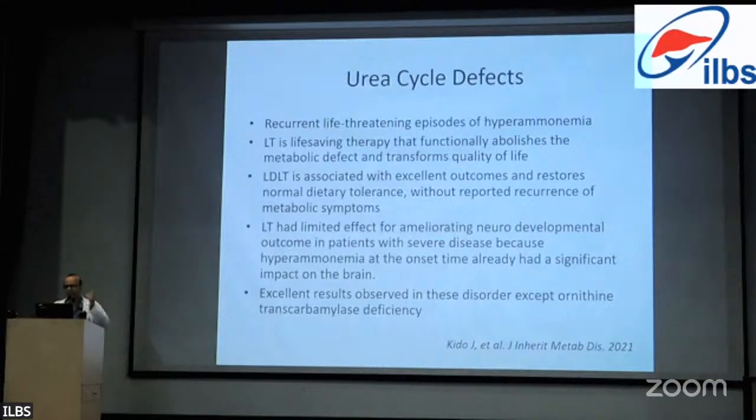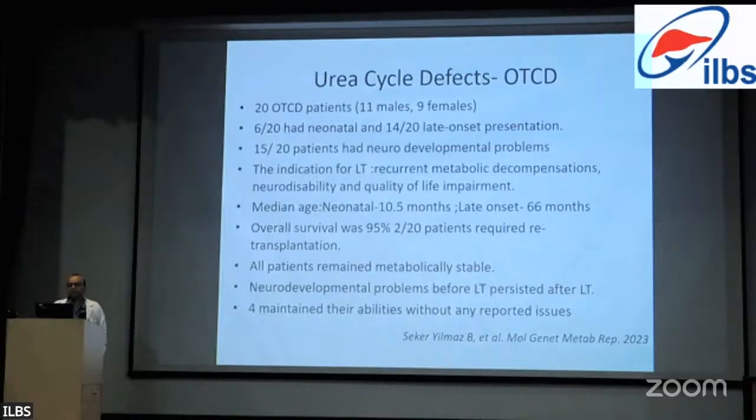This is from Japanese registry data with the longest series, and most of the patients were LDLTs. The second disorder, which they described, that doesn't have such impressive results after liver transplantation, is OTCD. This is one of the longest retrospective series, of 20 patients with OTCD. Six had neonatal and 14 had late-onset presentations. Almost 75% of patients had neurodevelopmental problems.